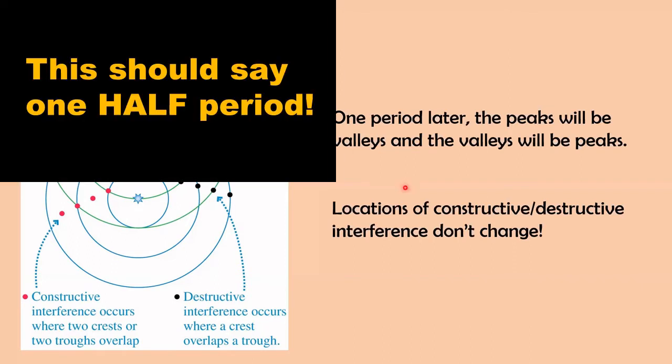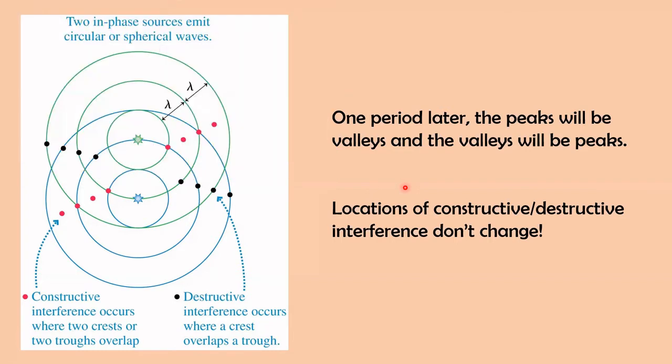Important point then. One period later, the peaks become the valleys and vice versa. That does not change the fact that that particular location is a constructive or destructive interference position. Whether it's peaks and peaks adding together or valleys and valleys adding together, that's still constructive interference. And if it's a peak and a valley and then it switches to a valley and a peak, that's still destructive interference.